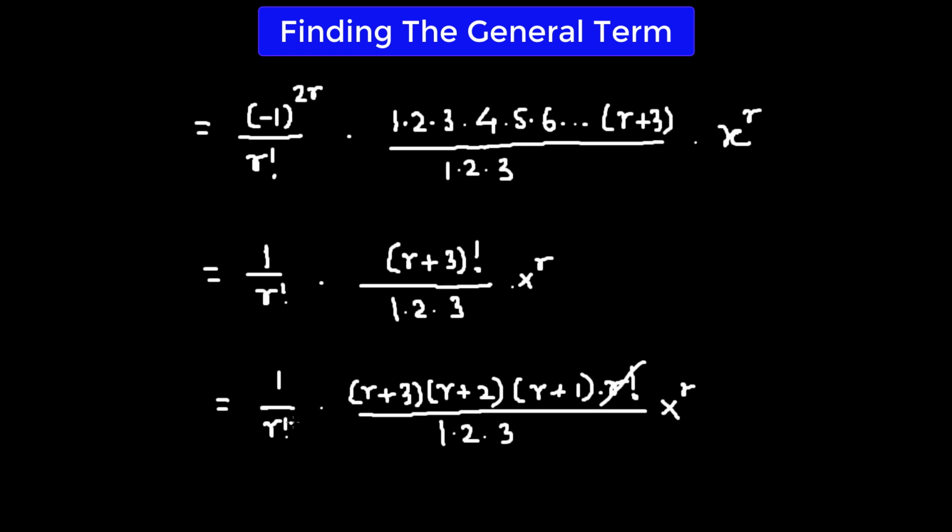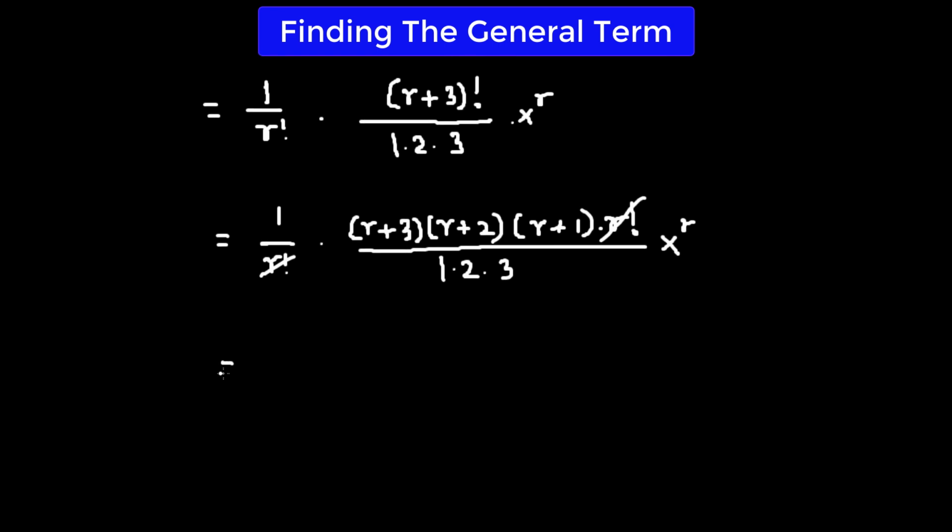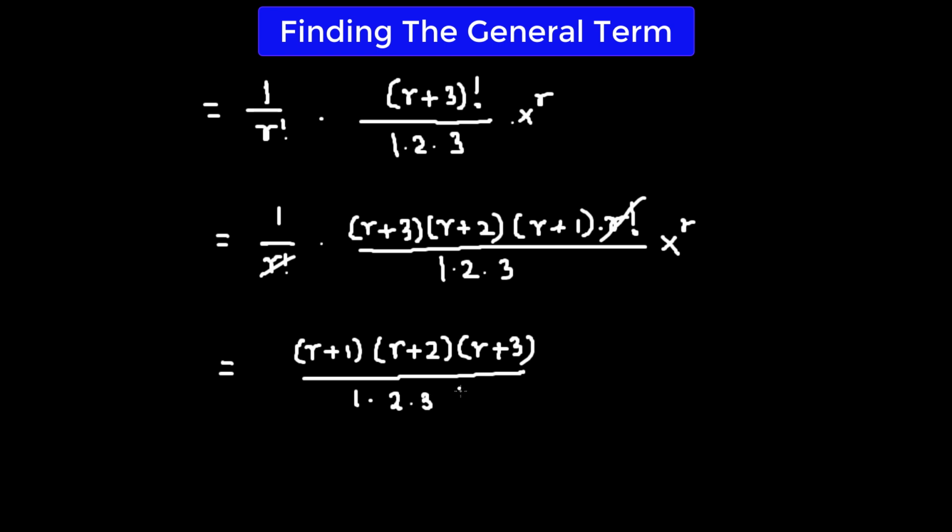So we factor out r factorial from the numerator and the denominator, and then we are left with r plus 1 times r plus 2 times r plus 3 divided by 1, 2, and 3 times x raised to the power of r. So this is the general term for the binomial expression 1 minus x raised to the power negative 4. Let's do another problem.